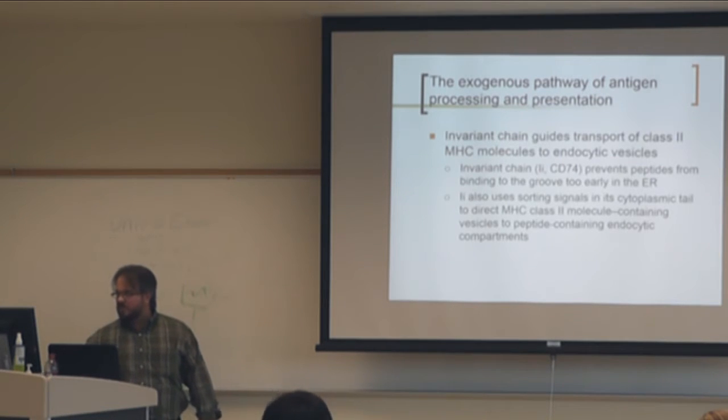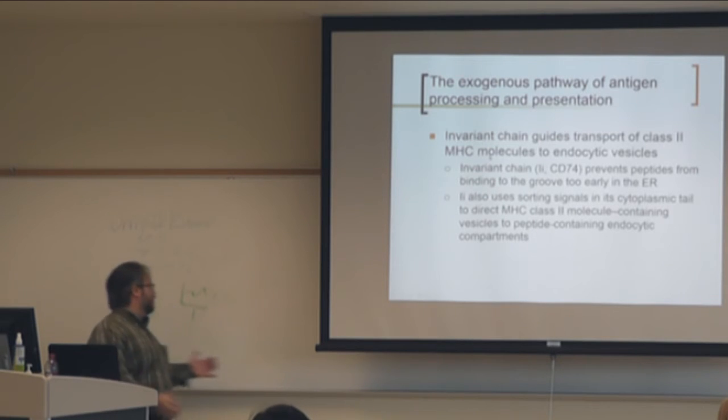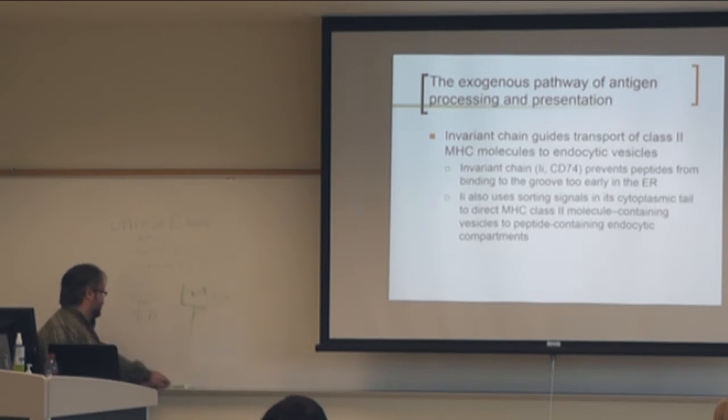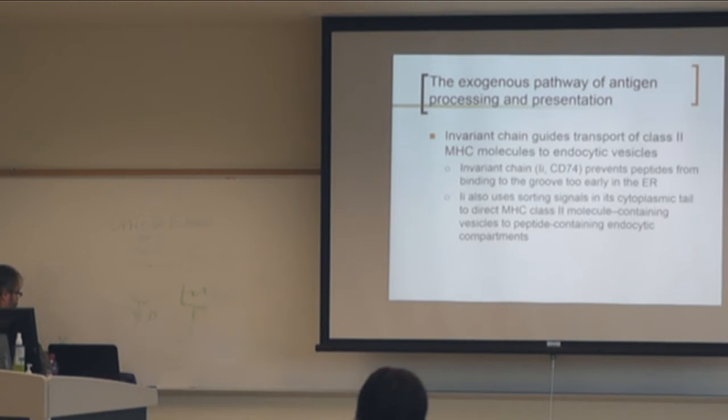So the invariant chain is what guides the transport of class 2. Class 2 is an alpha and a beta. So you've got the ER, your rough ER, and your alpha and your beta. Alpha and beta will get stabilized by this invariant chain, written as big I, little i. So this is your invariant chain here, and it's going to stabilize that alpha and the beta.